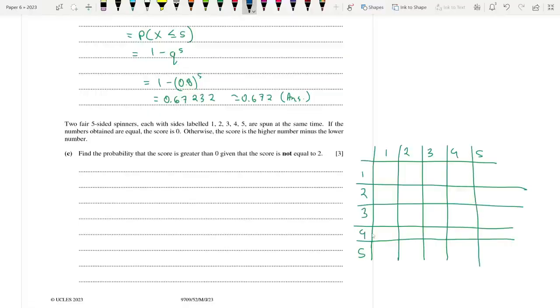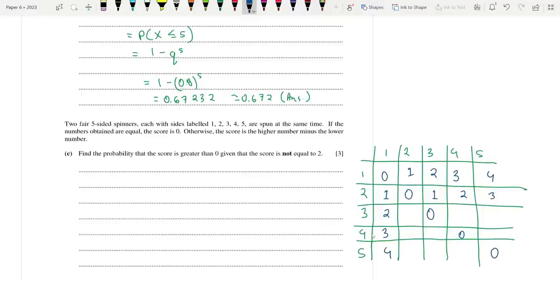So if the numbers are the same, the score is 0, 0, 0, 0, 0, 0. Otherwise, the score is the higher minus the lower. So 1, 2, 3, 4. Then we have 1, 2, 3, 1, 2, 1. Similarly, 1, 2, 3, 1, 2, 1. This is the table.